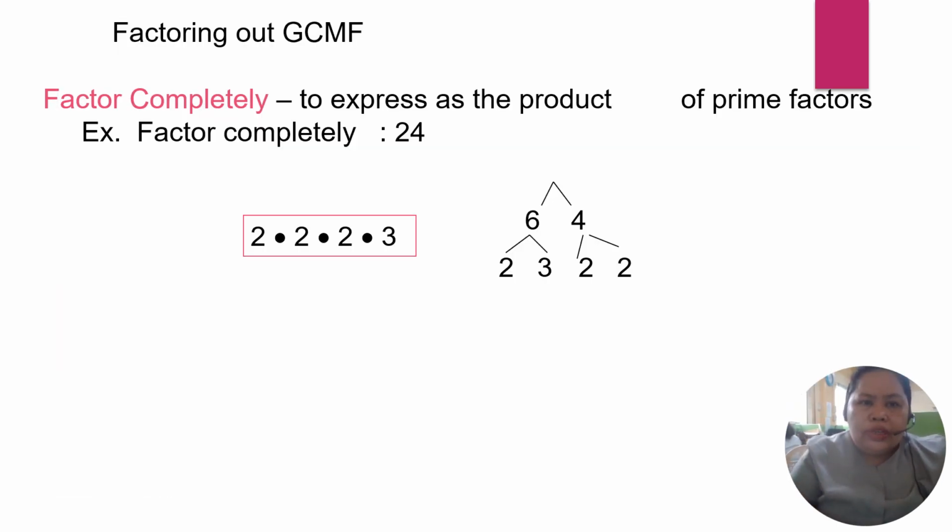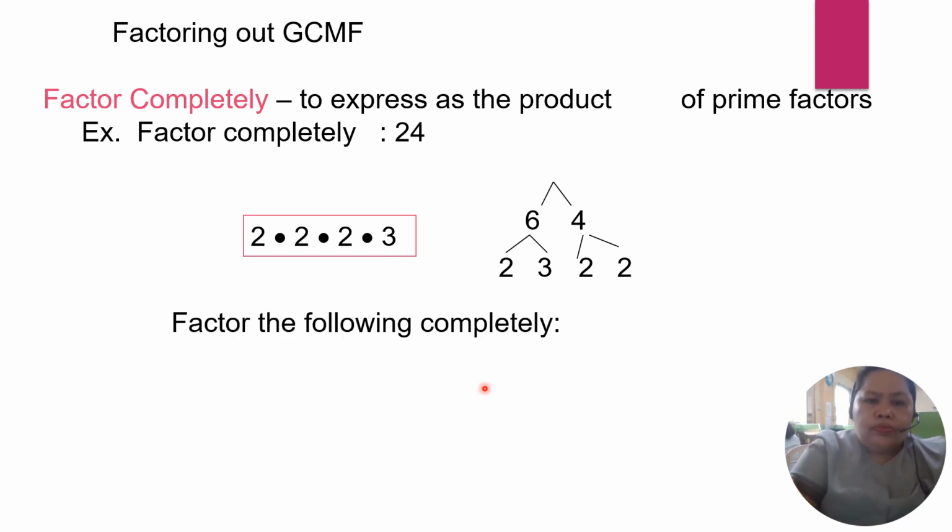Our lesson for today is about factoring out the GCMF, or factoring completely. To factor is to express as a product of prime factors. For example, factor completely 24. The factors of 24 are 6 and 4, while 6 has 2 and 3, and 4 has 2 and 2. So the factors are 2, 2, 2, 3. Okay? So that is factoring completely.